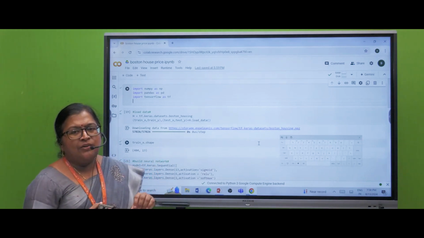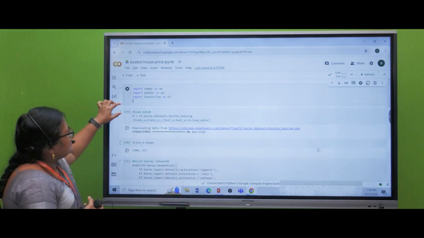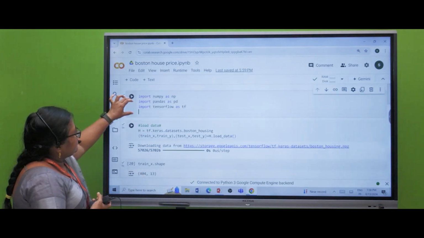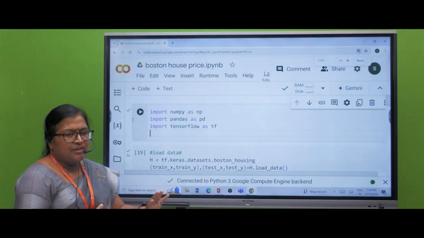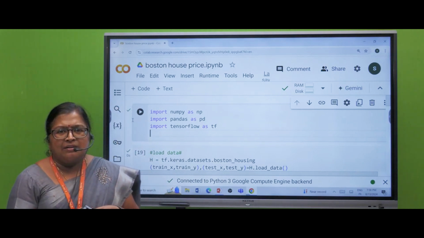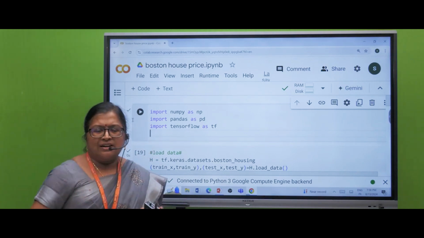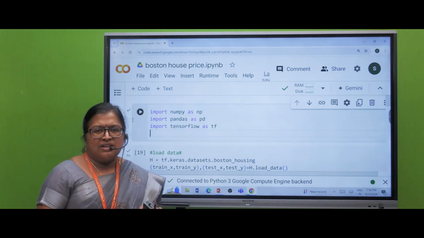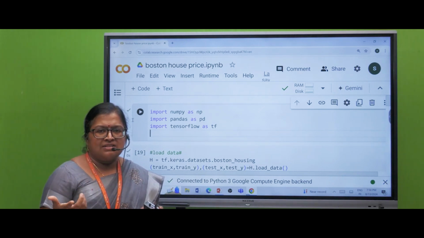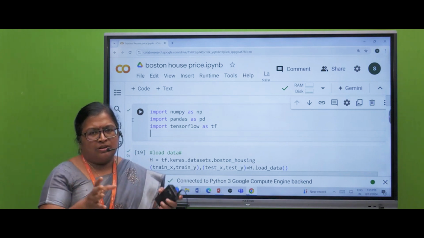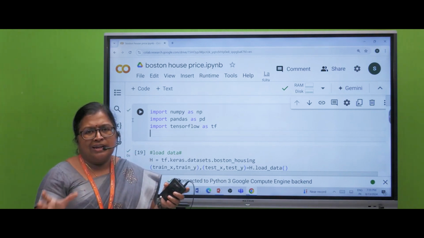Directly you can import the libraries from here if you are using Google Colab. The first step: in deep learning also, there are all the regular five steps we followed in our machine learning algorithms. First one is importing the libraries, second one is loading the data, third one is building the model, and only that step differs.